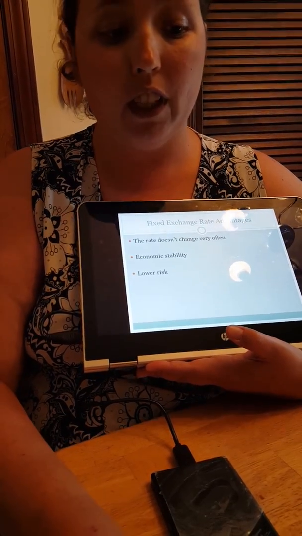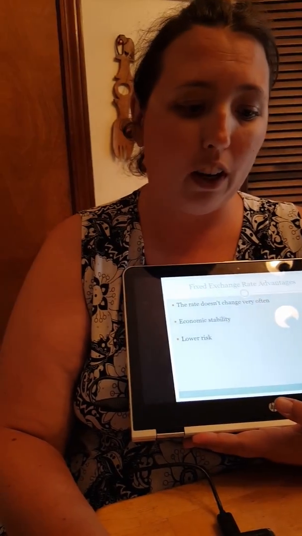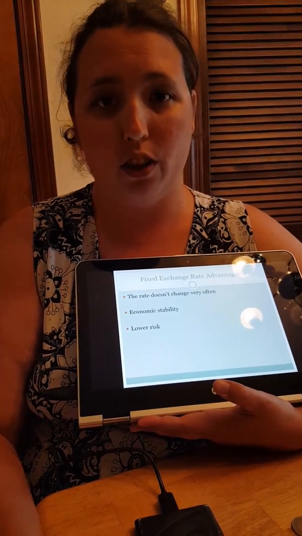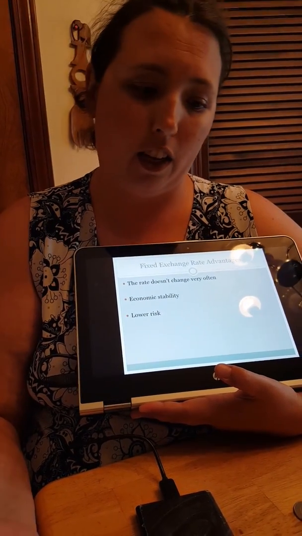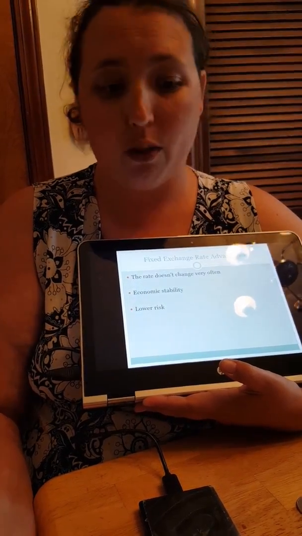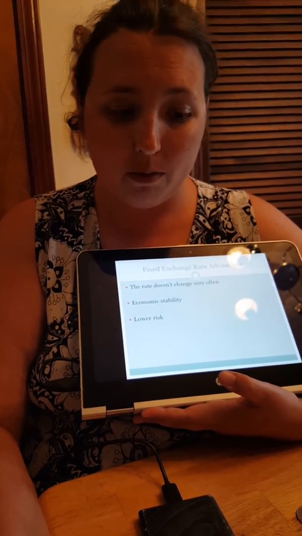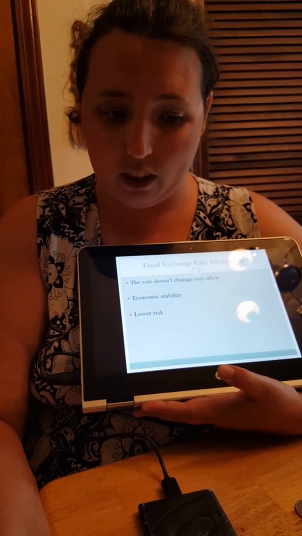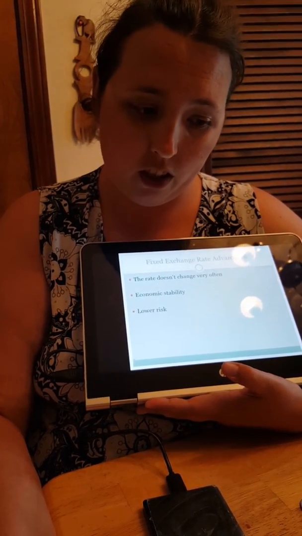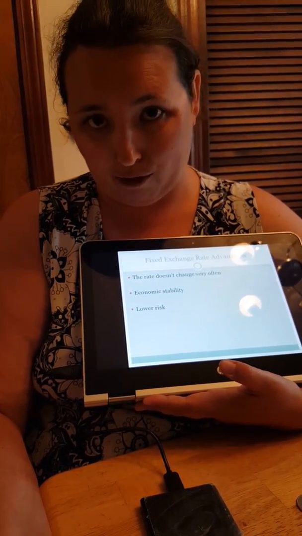Some advantages of the fixed exchange rate are that the rate hardly changes, and when it does, you're aware of it and it is expected. It is a gradual change, not a surprise. Since there are no surprises with the fixed exchange rate, the economy can adapt a lot easier. There's also lower risk with the fixed exchange rate.